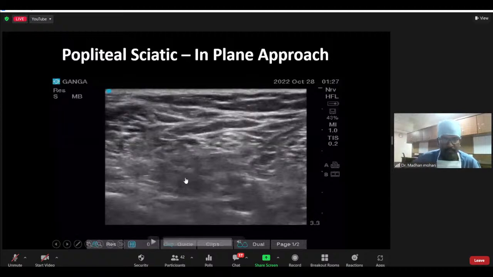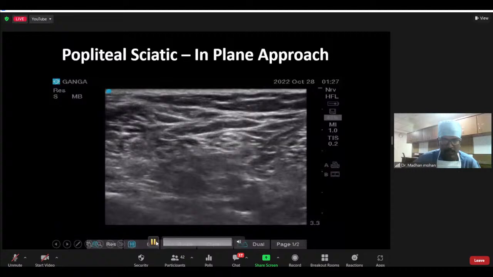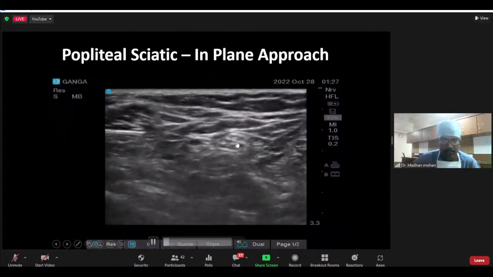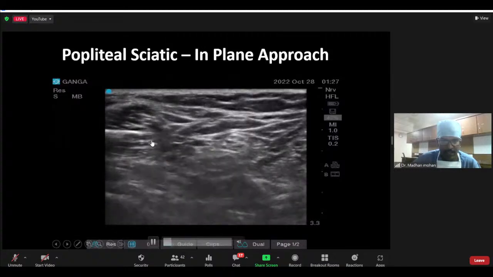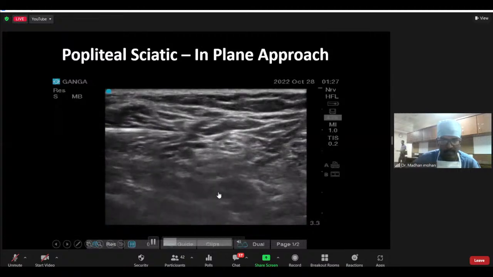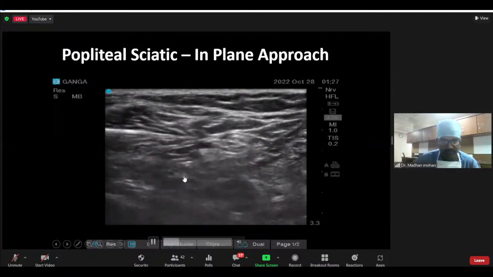Popliteal sciatic, this is a video showing popliteal sciatic in-plane approach. You can see my pointer is lateral. You can see the needle is coming inside. This is a tibial nerve and this is a common peroneal nerve. This is a popliteal artery.